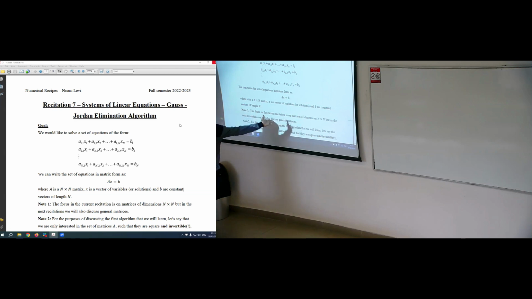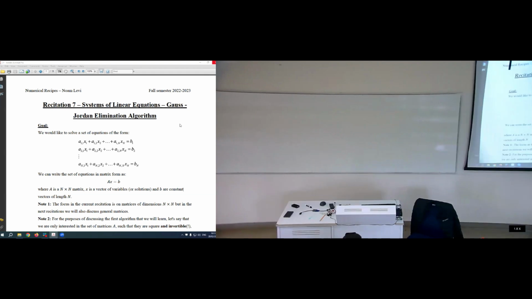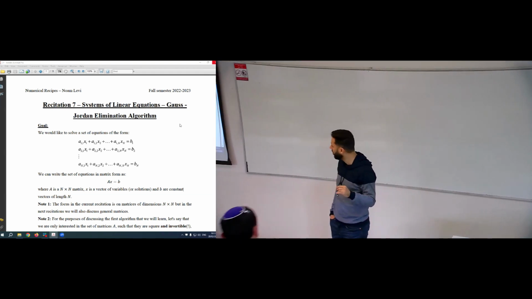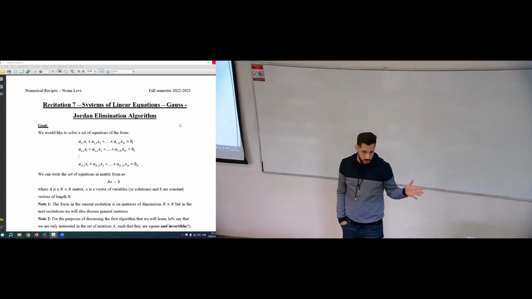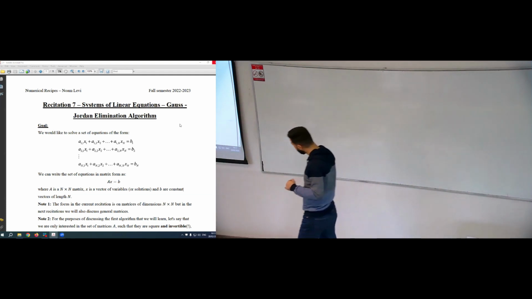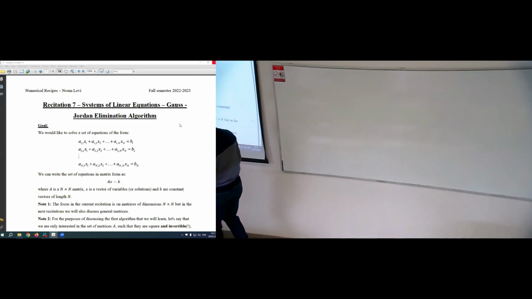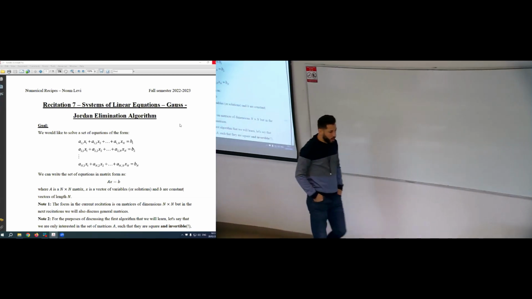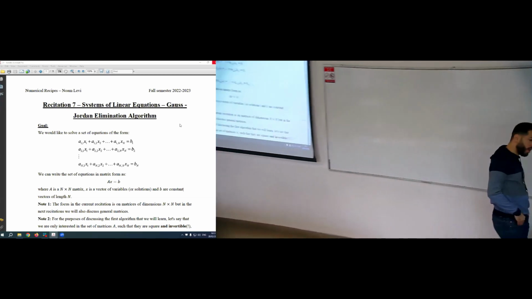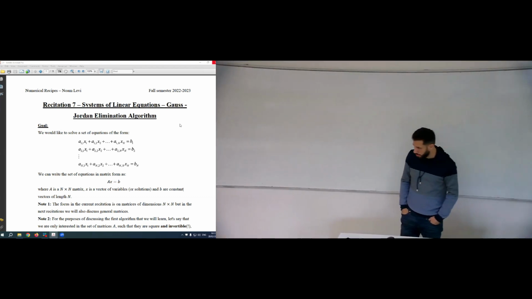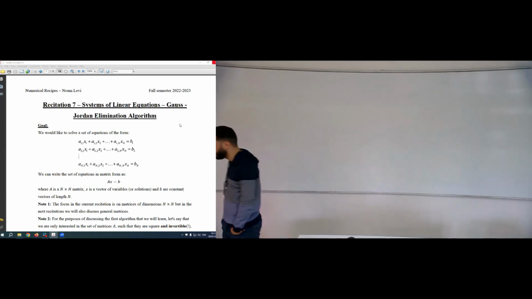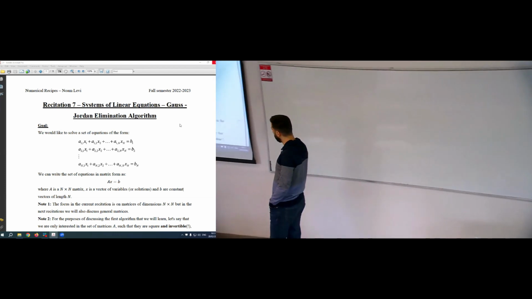A is called the matrix of coefficients or the coefficient matrix. The x is called the variables matrix or the variable vector or the solution vector also, because we want to solve it, right? And the b is called the vector of constants. Here A is a square matrix. That's because we're talking about n equations of n variables.